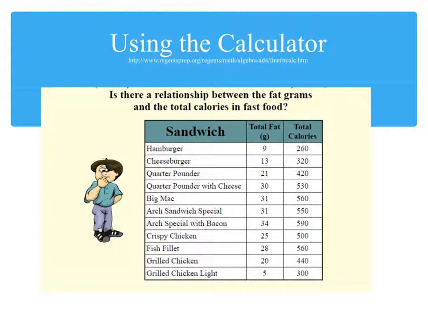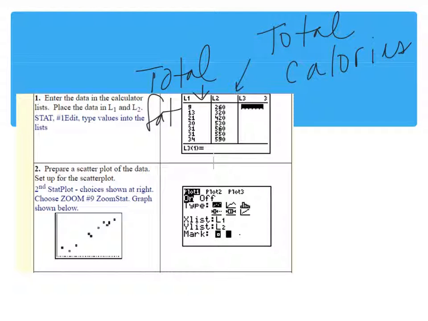So suppose you were given some data. In this problem here, we're looking at the relationship between fat grams and the total calories in fast food. And we're trying to determine, is there actually a relationship between fat grams and the total calories in fast food? I want to walk you through how you would do this on the graphing calculator. So if you need to, I want you to pause this video as I talk you through it. And I want you to be entering the data as you go.